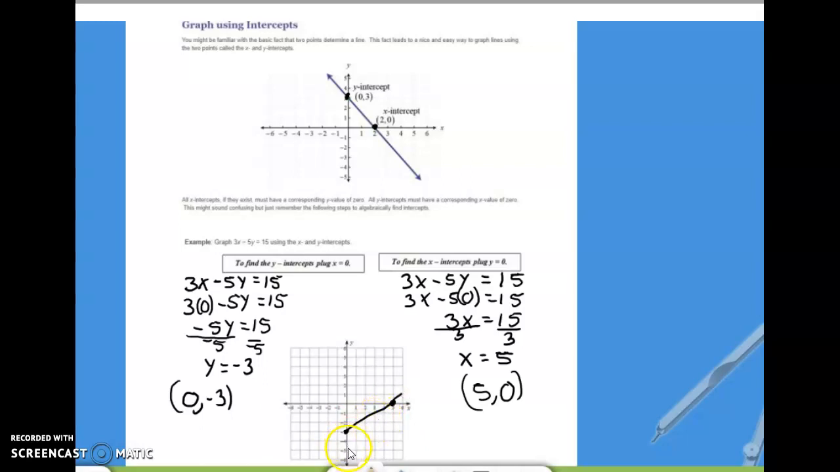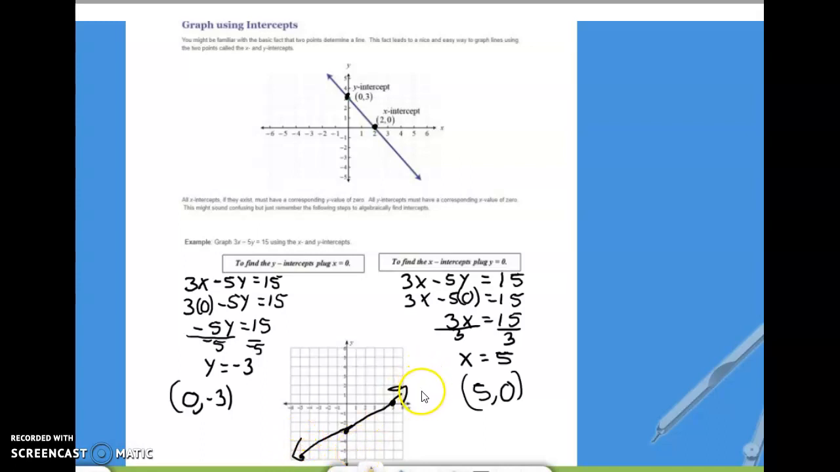Now, if you wanted to continue on a little longer, or just make the line bigger, all you could do is find the slope. You could count the slope, couldn't you? You go up 3, over 5. If I had a little more room on the graph, I could go down, couldn't I? Down 3, over 5. Let's do that again. And there's my line.